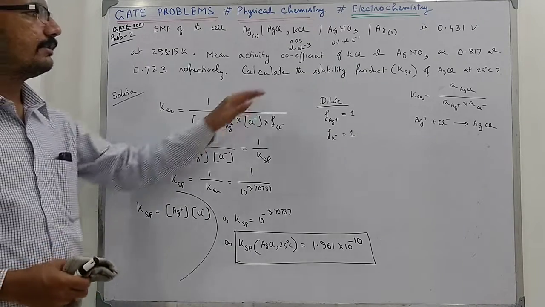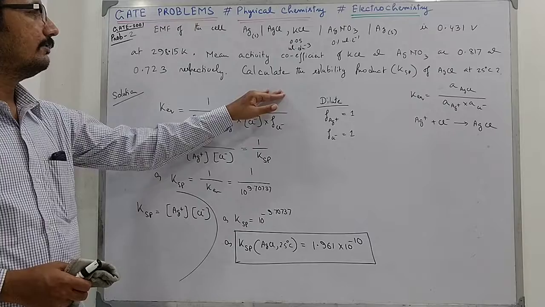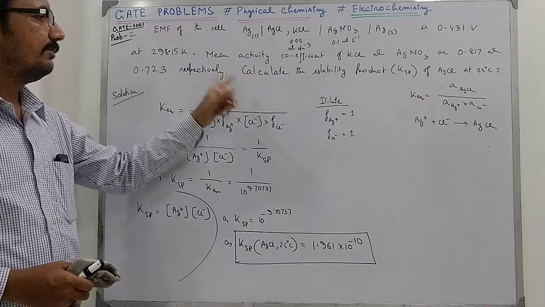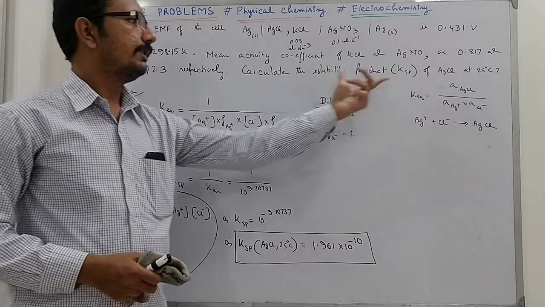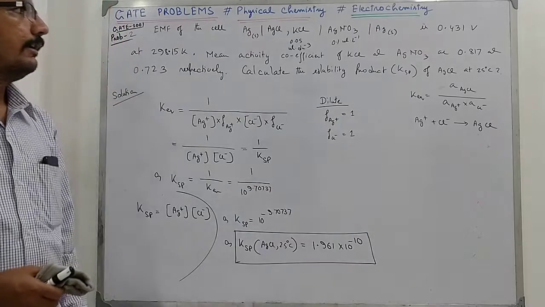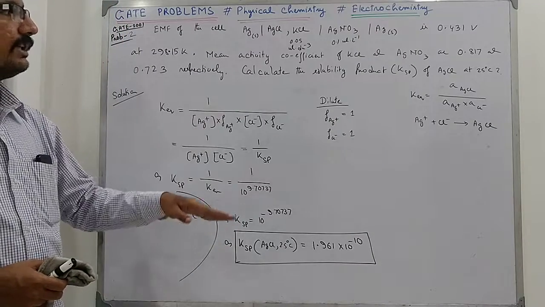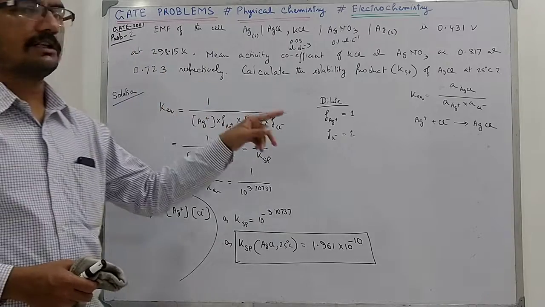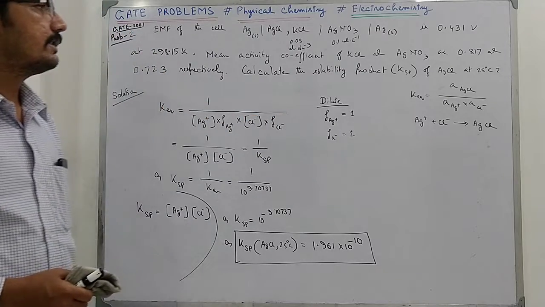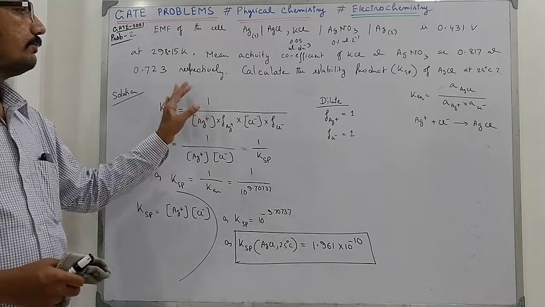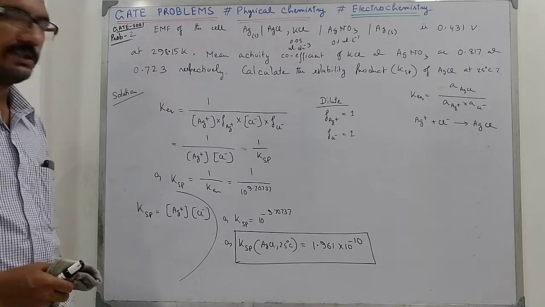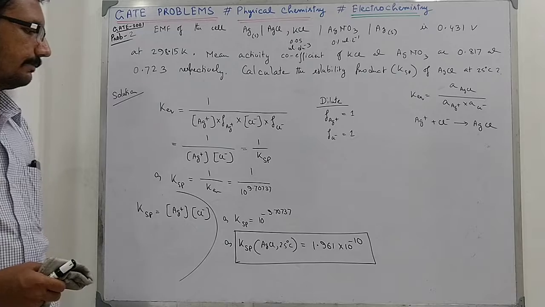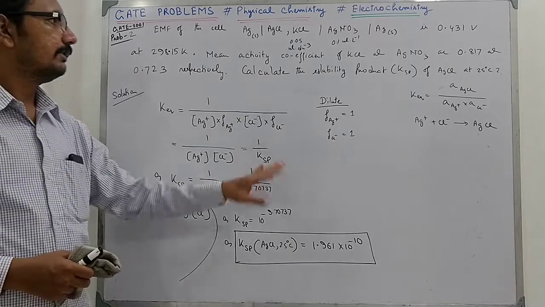So this is an application based question, and with the help of this data we are able to determine the solubility product of AgCl. Now in upcoming lectures, when I deal with GATE problems, I will show other applications of this Nernst equation or galvanic cell, which we will use to get different information regarding chemical systems. So that's all about this problem.